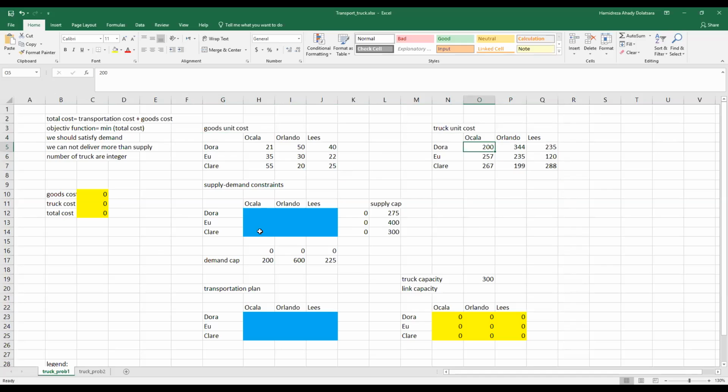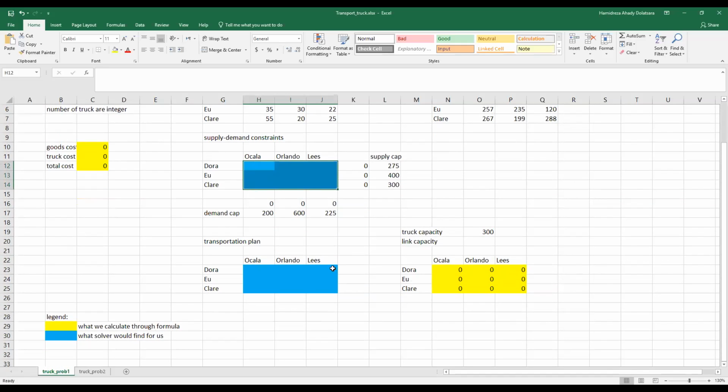Okay, so you see that I provided some blue cells and some yellow cells. Blue cells mean the cells that Excel solver calculates for you. In the upper one, it calculates the amount of goods that you send from a specific supplier to customer. In the below one, Excel solver calculates how many trucks you need to send.